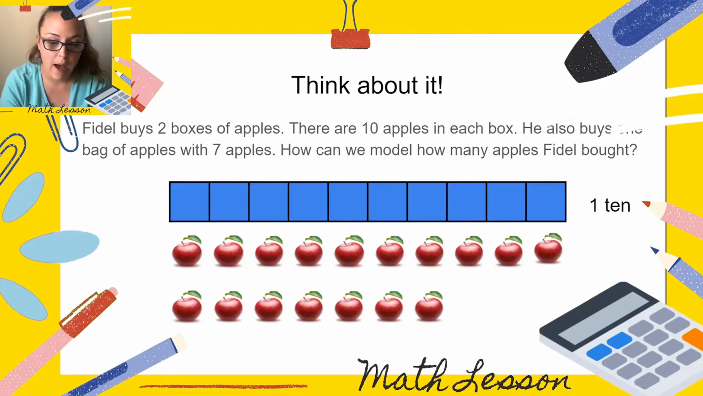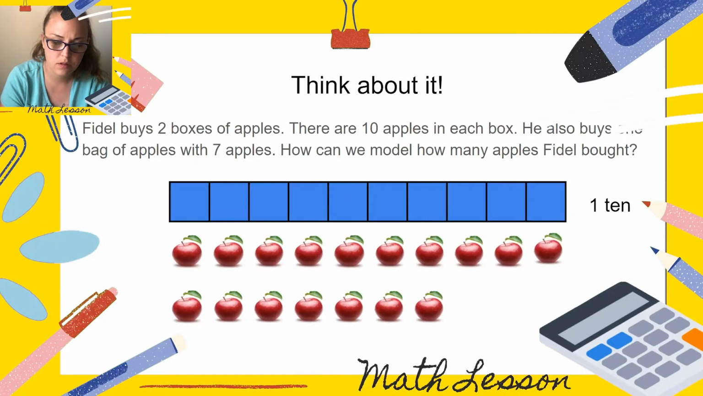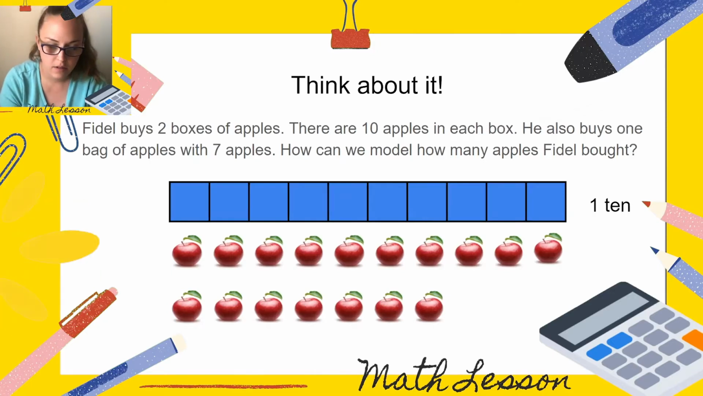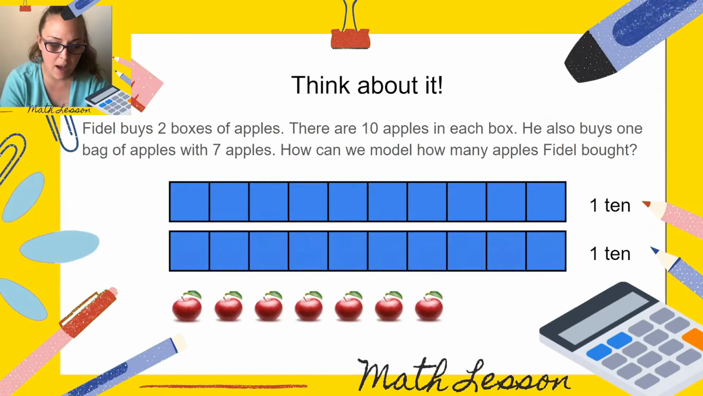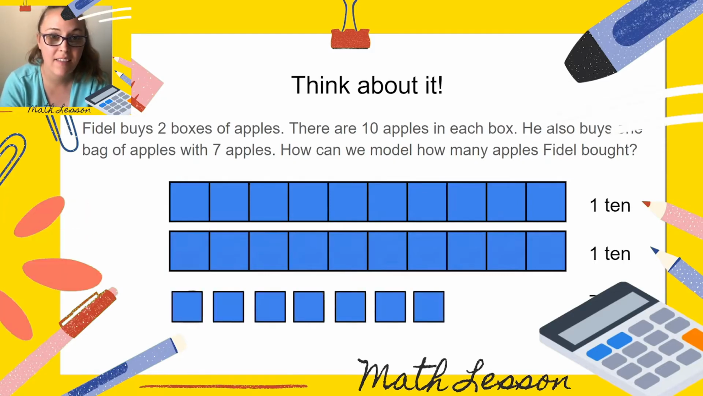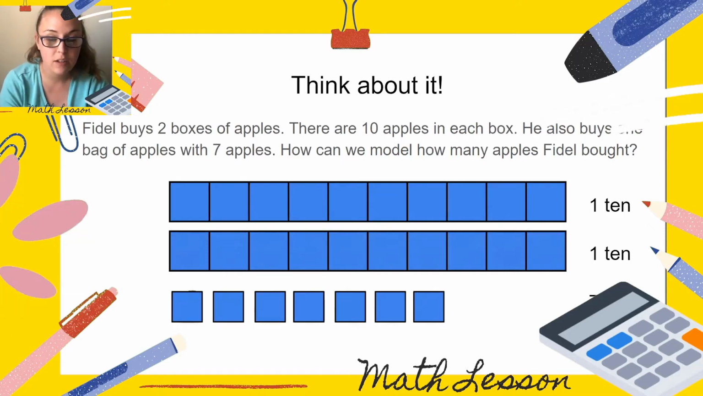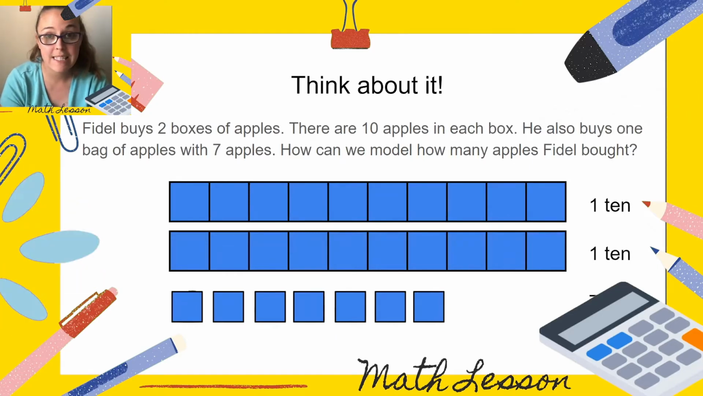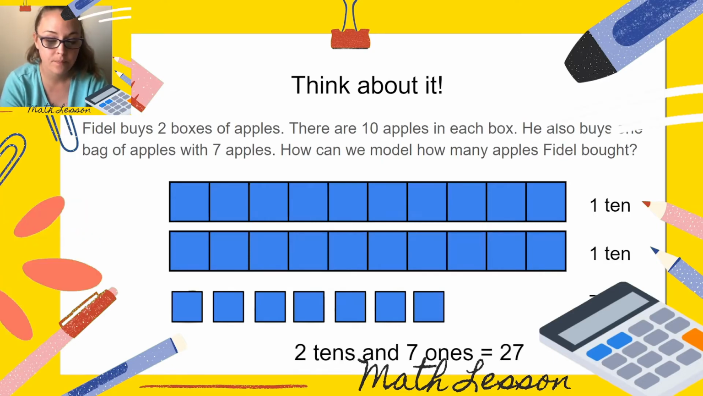So the first row of apples makes a 10. That means the second row of apples, how many does it make? That's right, a 10. And then the apples on the bottom, do you remember how many were in the extra 10 frame? That's right, there are 7 ones in that row. So modeling this way gives us a different way to look at the same number, 27, as 2 10s and 7 ones.